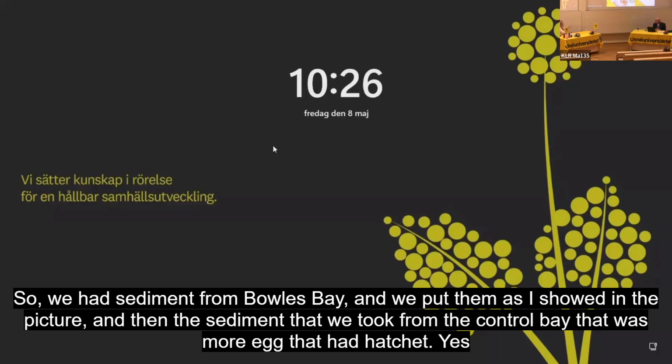Yeah, meaning that there are more eggs. So we had sediment from both bays, and we put them in as I showed in the picture. And the sediment that we took from the control bay, there were more eggs that hatched. Yes.